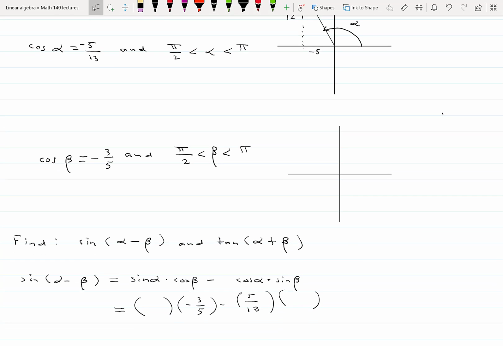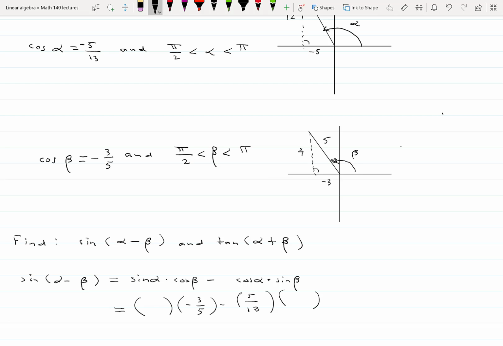Now I'm going to draw the angle beta also, but it's a separate angle, so I'm going to draw it in its position in the second xy plane. So negative 3/5. So here's beta. Negative 3/5. And what does the Pythagorean theorem tell us the vertical side is, or the y value is? Should be 4. It's a 3, 4, 5 triangle formed there.